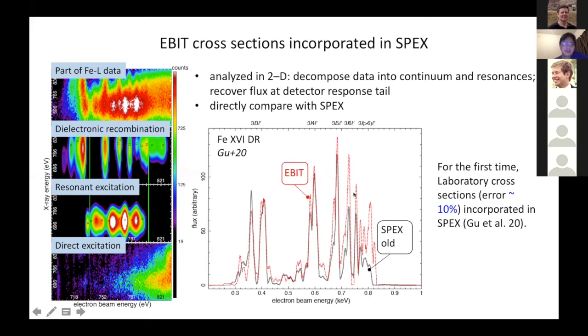And in the new version, we have fixed this problem by using directly the cross-section measured with the EBIT. And this is the first time that the experimental excitation and DR rates are incorporated into SPEX. And we also did the same thing to the resonant excitation and the direct excitation components.